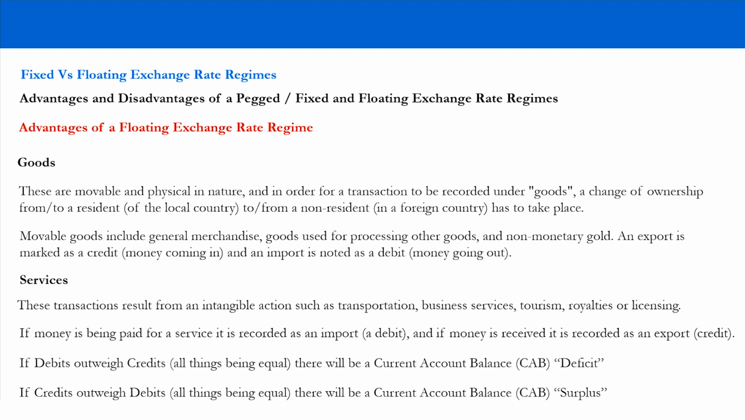An export is basically marked as a credit, so that's when money comes in. So the money comes into the country and the goods go out. And an import is noted as a debit. So money is going out. Money's going out to pay for the import. So exports are marked as a credit and imports are marked as a debit.